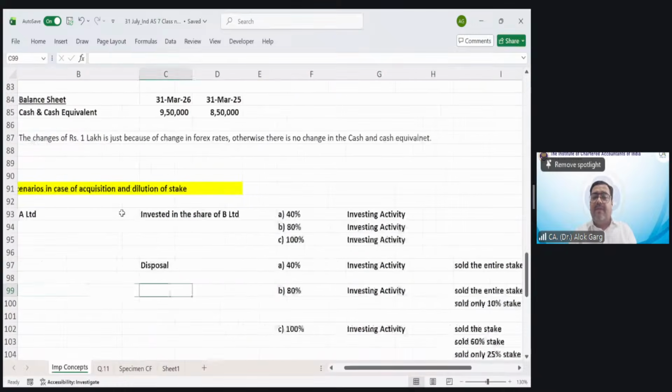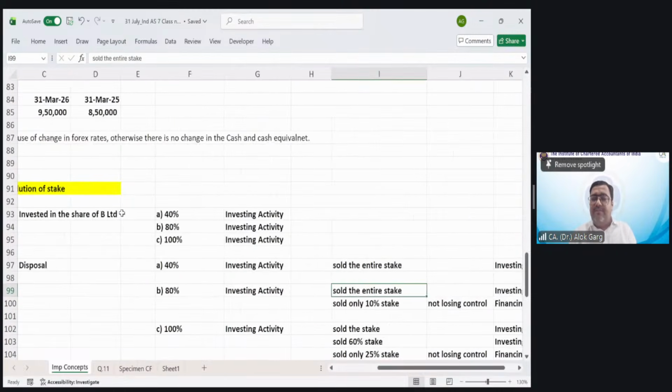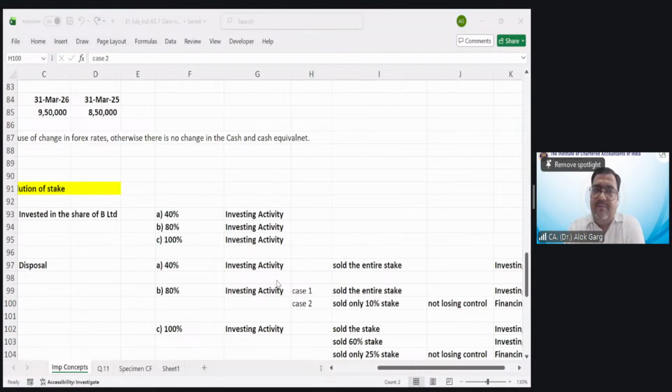But in the second scenario, the company sold only a 10% stake. The company was having an 80% stake and sold only a 10% stake. Saminathan, whether the company will lose control? No. Manoj, having 80% and losing 10%, whether the company will lose control?